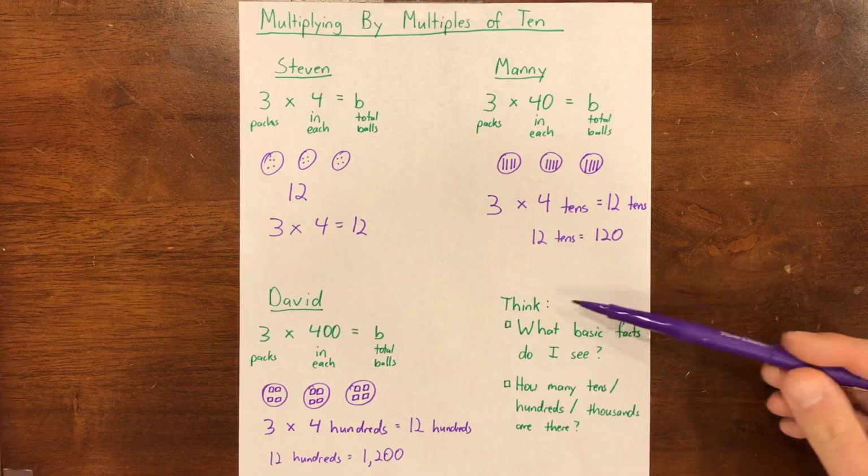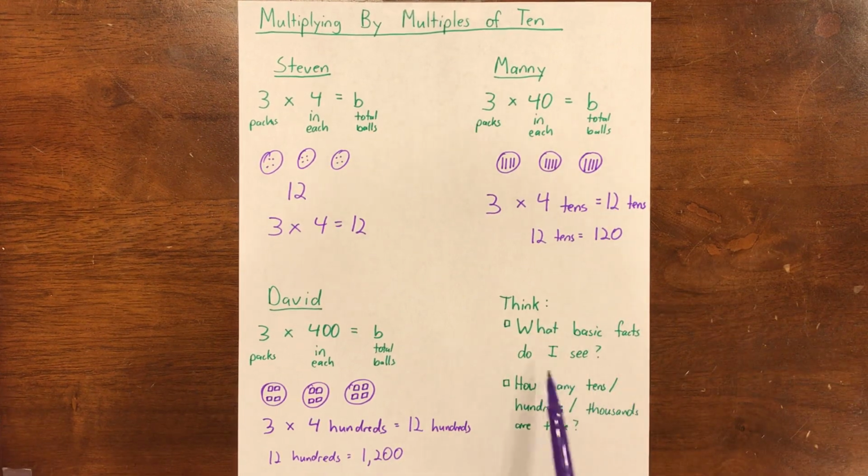Read it with me. Think, what basic facts do I see? How many tens, hundreds, thousands are there? Awesome. All right, let's move on to the next slide. Go and click on the arrow, and you can move forward.